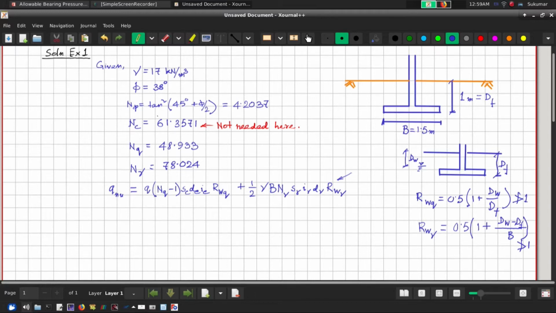Now in this problem, nothing has been mentioned about the groundwater table, so we'll assume that the groundwater table is at a great depth, and therefore both these water table reduction factors will be just 1. So we need not calculate them, and therefore by putting the appropriate values, q will be how much? It is the surcharge, so gamma into df, so 17 times 1. Times Nq is how much?